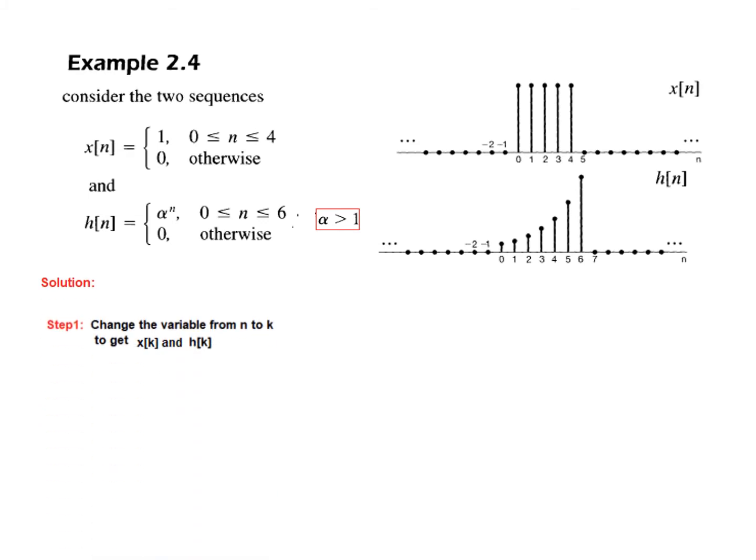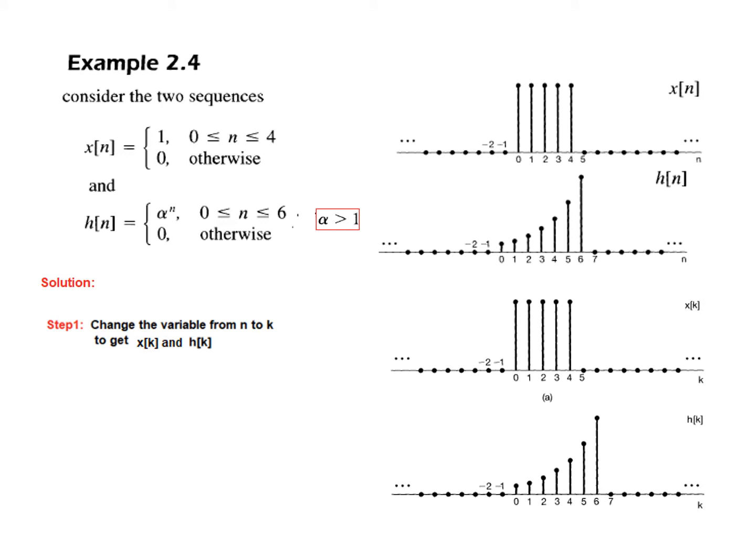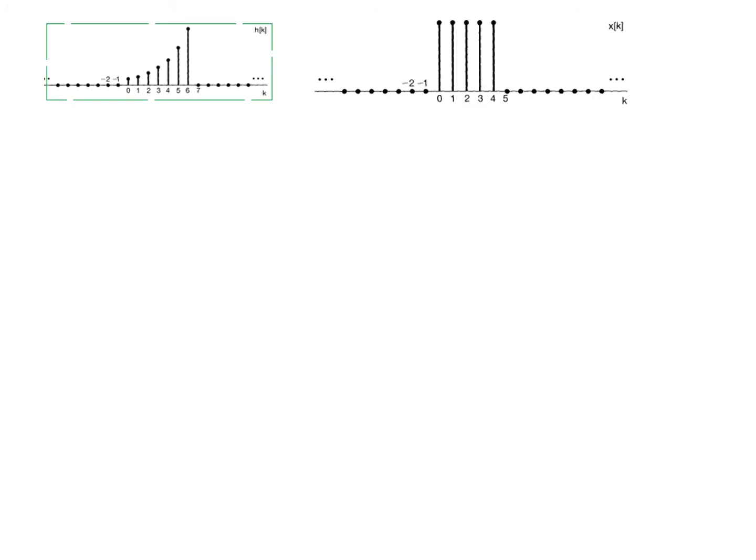So the first step is to change the variable from n to k. We change this because subsequently we use n as a moving variable. Once we have changed, we get x[k] and h[k]. So this signal becomes x[k] and this becomes h[k], and the variable is k instead of n. So these were the two signals: this was x and this is h.